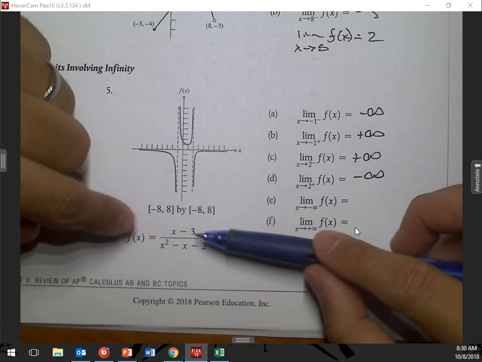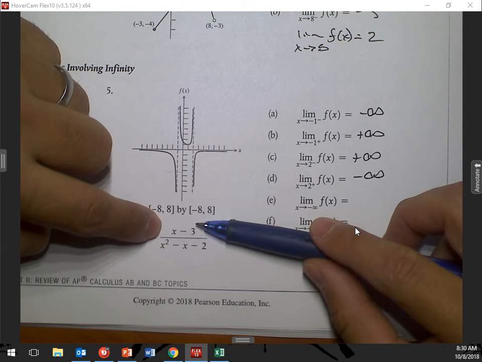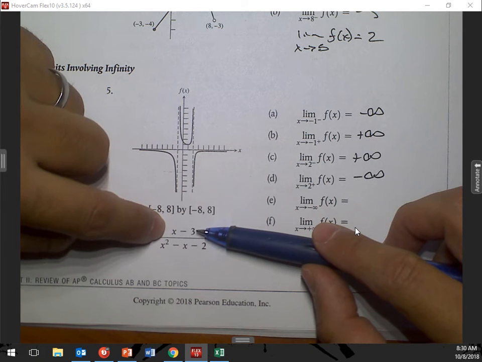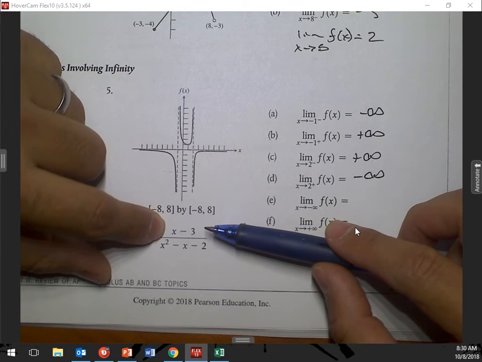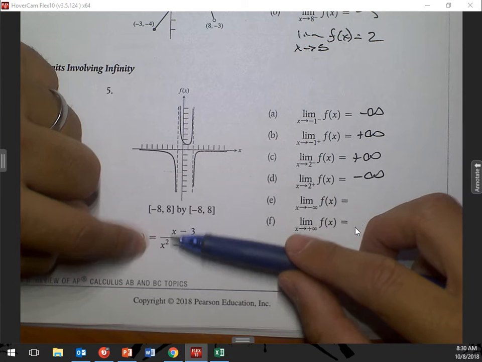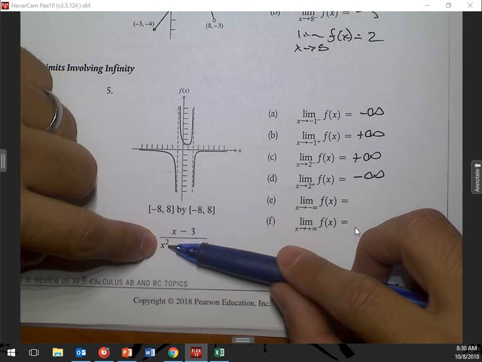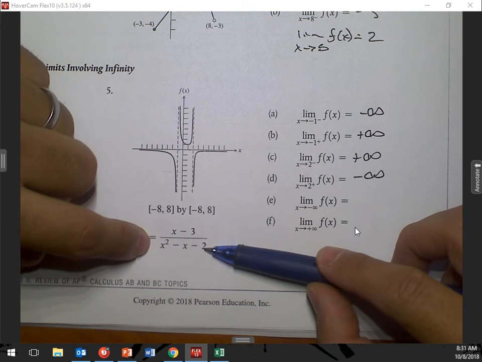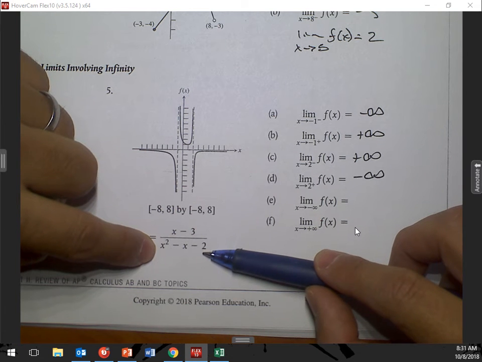So if I'm going to plug in infinity, what's going to happen here? There's a reason why it's going to be 0. Which one races faster? They're both going to infinity, but which one is going to get to infinity faster? The bottom, because the bottom has a higher degree. That means x squared, so infinity squared, is going a whole lot faster than just infinity. So when the bottom is bigger, it's always going to go to 0.